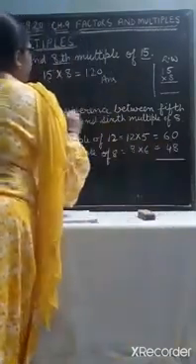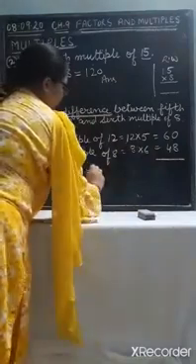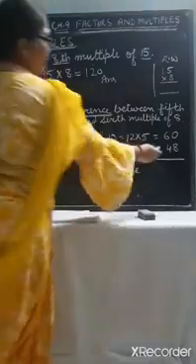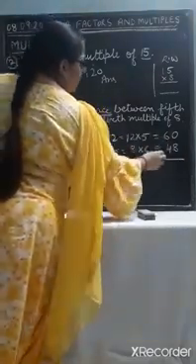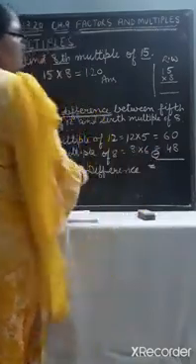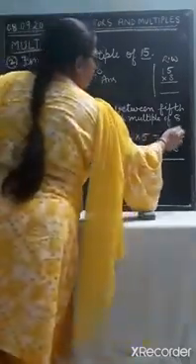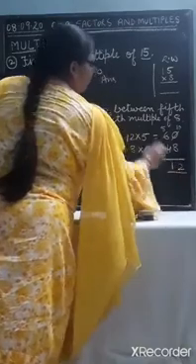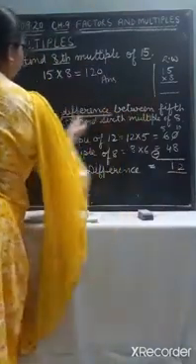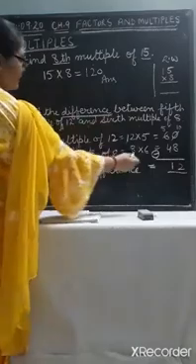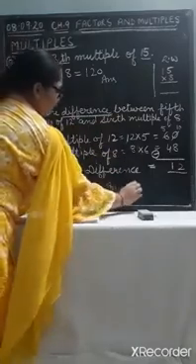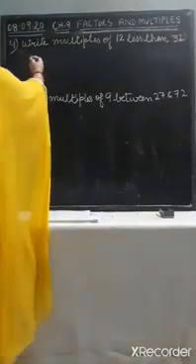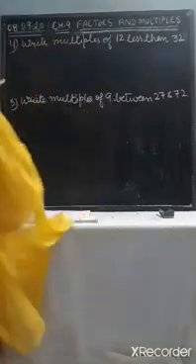Now we are to find out the difference. In order to find out their difference, we will subtract the smaller number from the bigger number. 60 minus 48, we get 12. So the difference between the 5th multiple of 12 and the 6th multiple of 8 is 12. Is this clear?